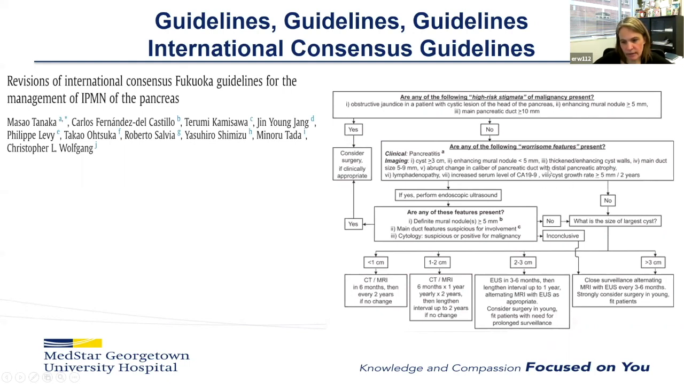These two are kind of recent additions to the worrisome features. And then the growth rate greater than 5 millimeters in 2 years, or 2.5 millimeters a year of growth, is outside of the expected range and thought to be a worrisome feature.